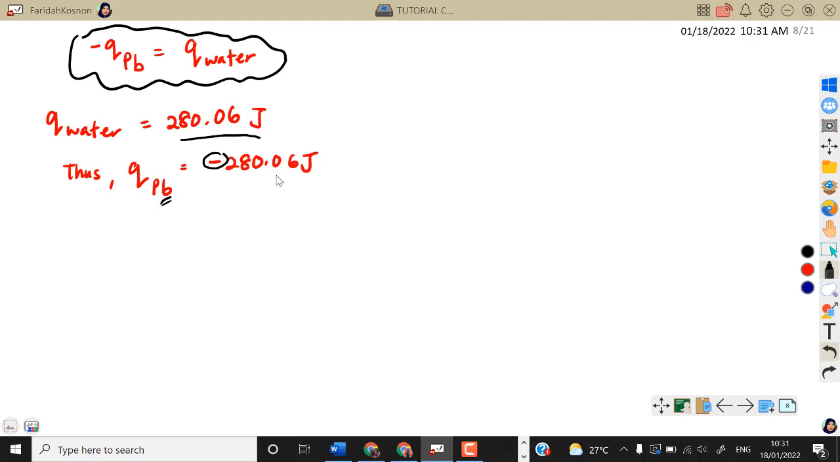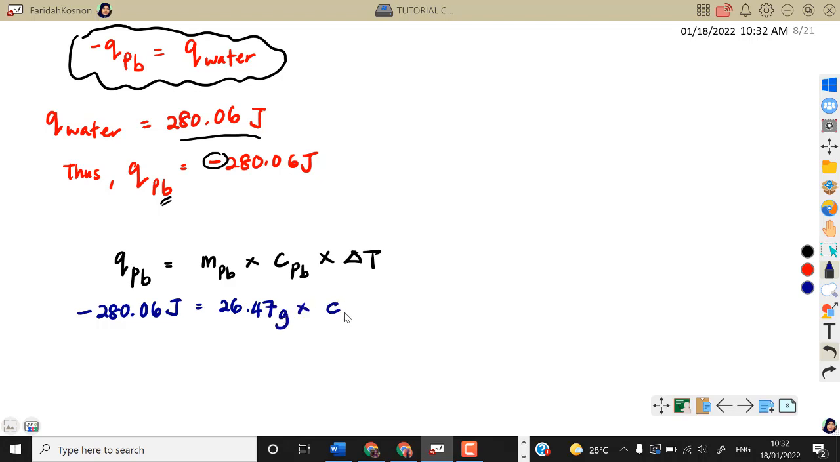Okey, sebanyak inilah. Jadinya sekarang since kita tahu bahawa kalau saya nak kira heat released by lead itu, macam mana kita nak kira? Mestilah mass of lead pellet times specific heat capacity of lead pellet times delta T. Jadi berapakah heat released by lead pellet tu? So heat released by lead pellet is negative 280.06 joule, equals the mass of lead pellet is 26.47 gram. Times, we don't know the specific heat capacity of the lead pellet, times delta T. Delta T kat sini merujuk kepada the temperature change for lead pellet.